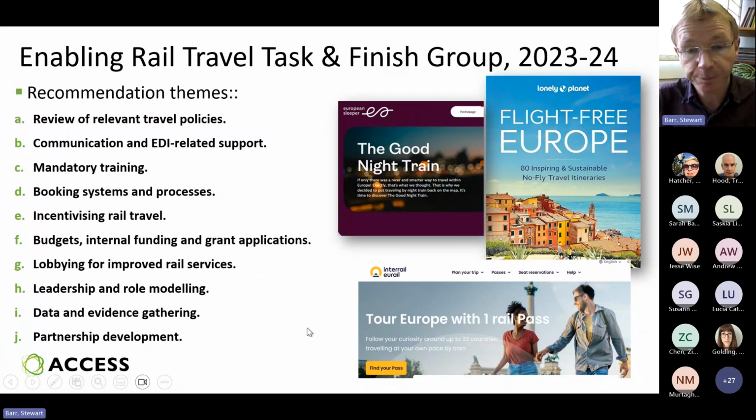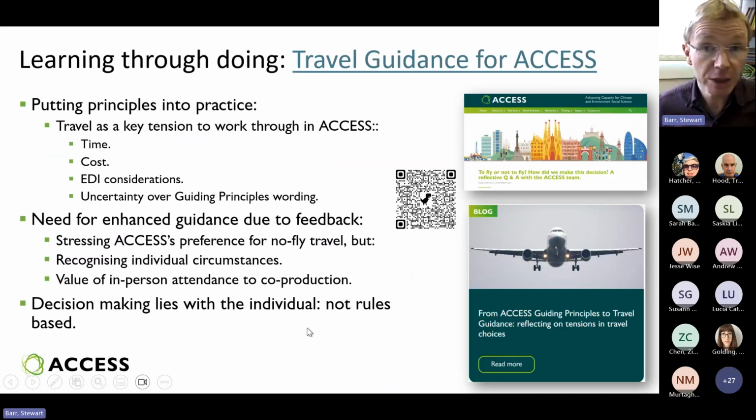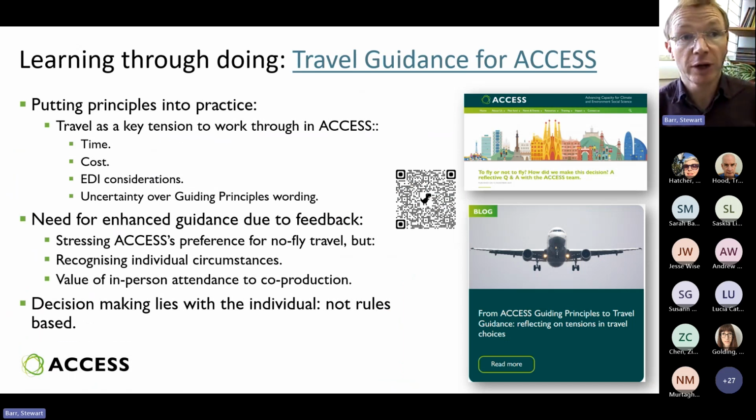So I'm going to finish on this slide, and this is just to tell you what we've been doing in the Access programme in relation to travel. Sarah, who introduced me, has been working very intensively on this, as well as I have. And there are some resources that you'll be able to click on there on the Access website, which I expect Sarah will also put into the chat today.